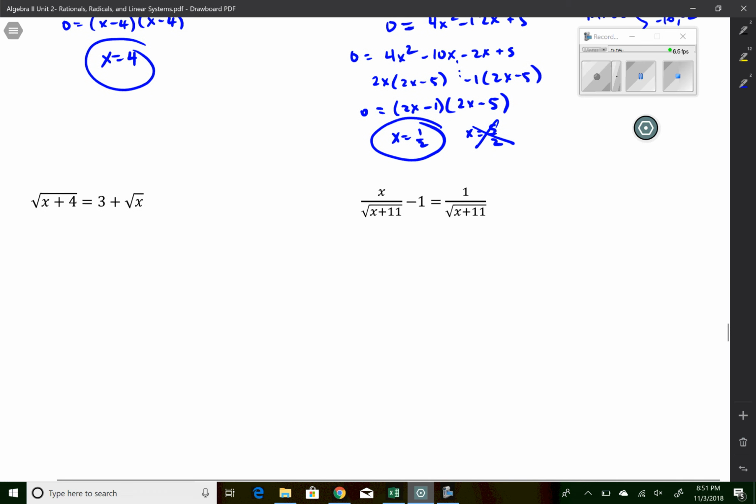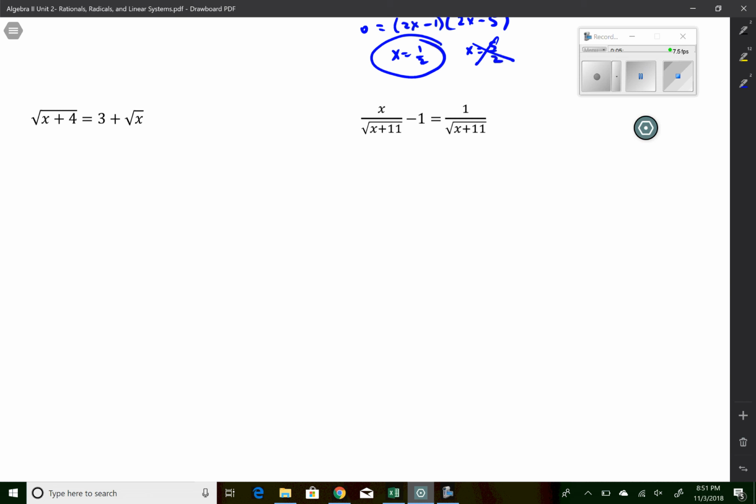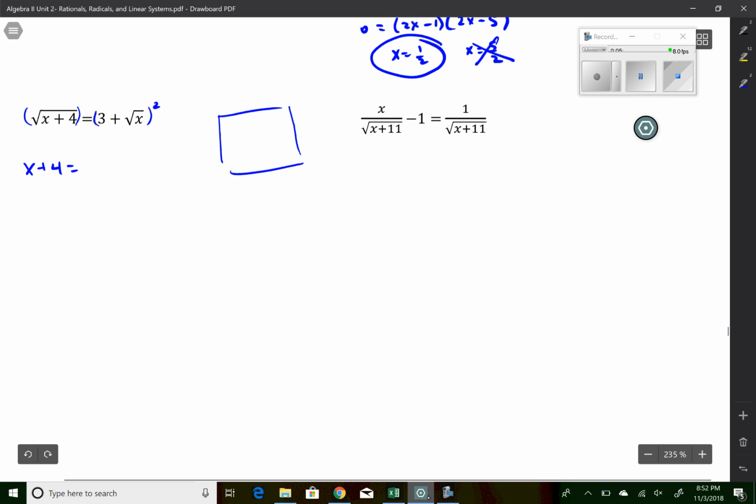Next one. This one's kind of tough. Start by squaring both sides. That's going to give you x plus 4 equals. Now when I square this, it's still a binomial, so I still want to make my boxes. So I have 3 and square root of x, 3 and square root of x.